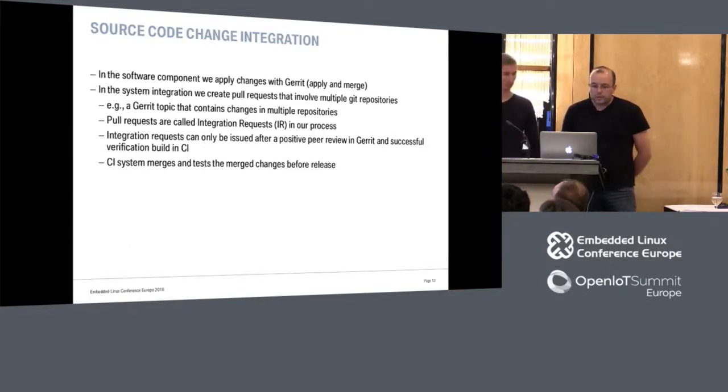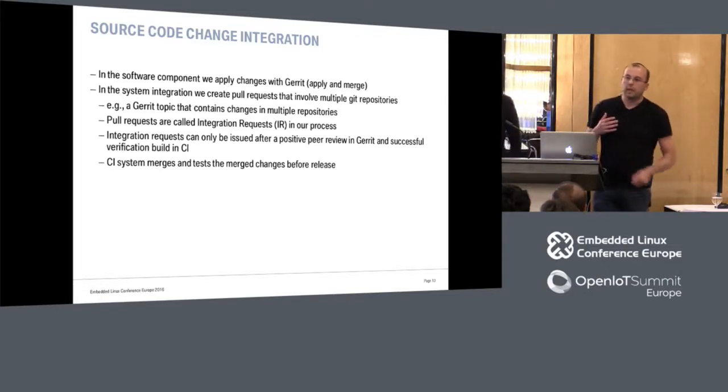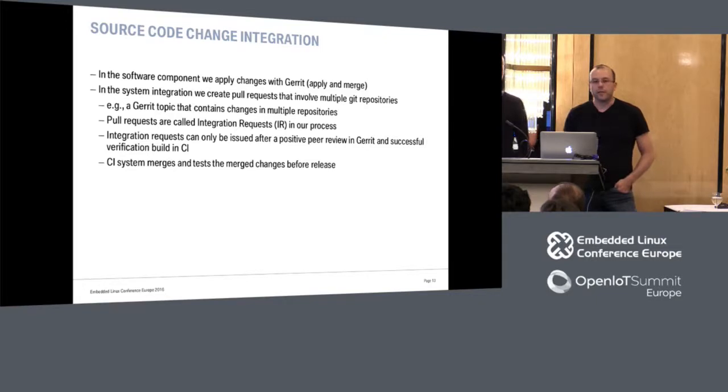So about the source code change integration, for the component case, which is the simplest, it's very easy. It's just a normal Git workflow. We commit and merge changes. And the system integration is a little bit more complex because a single change can involve multiple repositories. So we have to create a topic and submit. It goes through a verification build, and it also goes to peer review. And once we get a positive review and a successful build, it goes through a board of managers that may approve or not this change. So only after this approval do we get the change integrated.